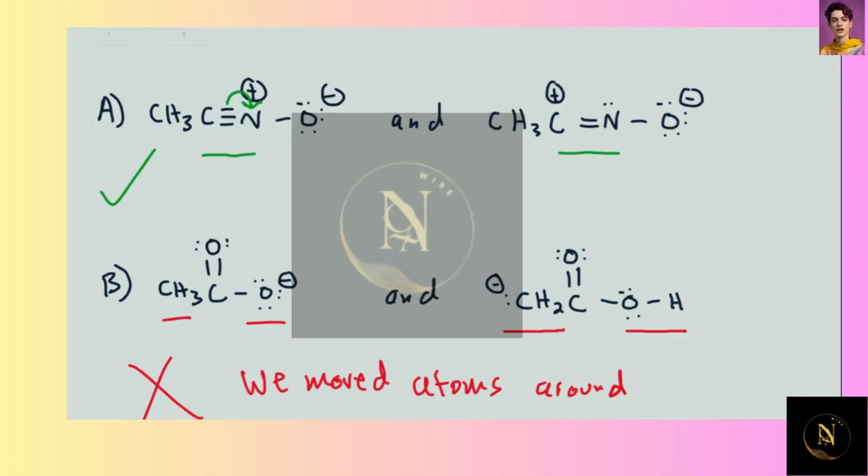Because essentially what happened was this would have had to come over here and take one of the hydrogens. So it does an acid-base reaction with itself to form that. Since we're not just moving pi bonds around and lone pairs within those conjugated systems, this can't be a resonance structure.